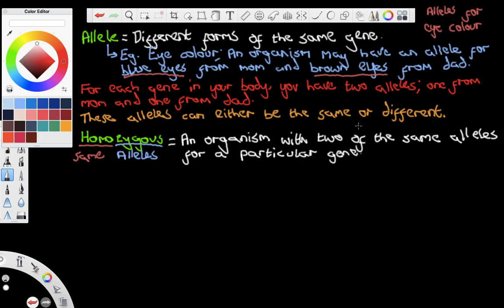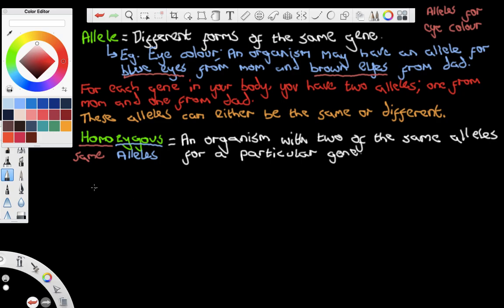Now, if you have the allele for blue eyes from your mom and you have the allele for blue eyes from your dad, you are homozygous for eye colour. My mom and dad are both white, so I got genes from my mom to be white, I got genes from my dad to be white, therefore I am white, and you can say that my genotype is that I am homozygous for white skin colour. Okay?